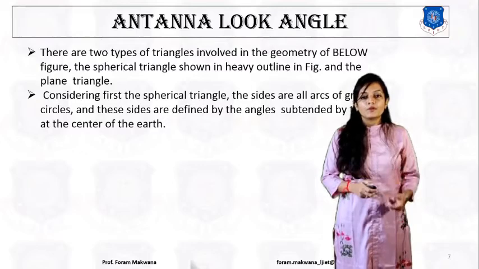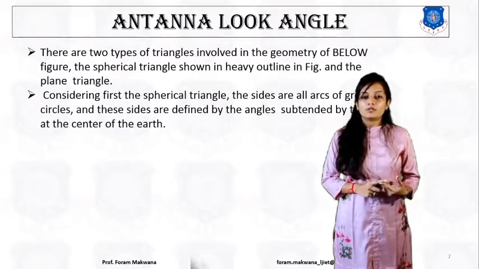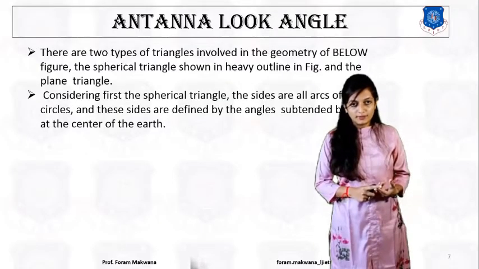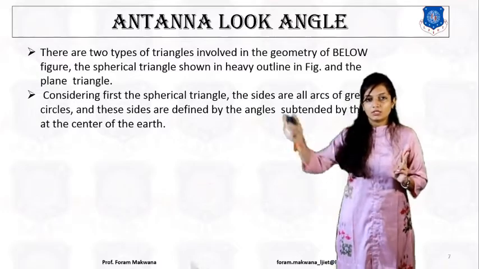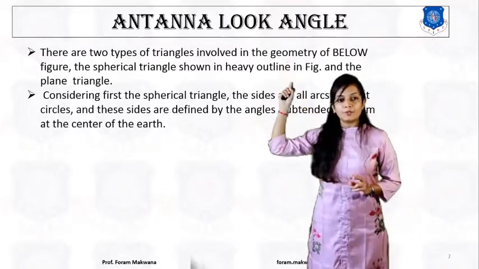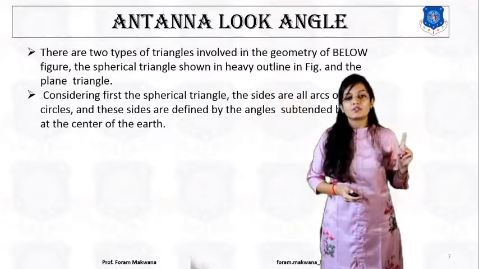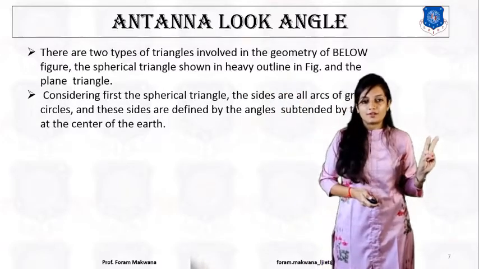So first we are going to start the calculation of azimuth angle. We require two types of triangle involved in the geometry of the below figure. The first one is the spherical triangle, the second one is the plane triangle.